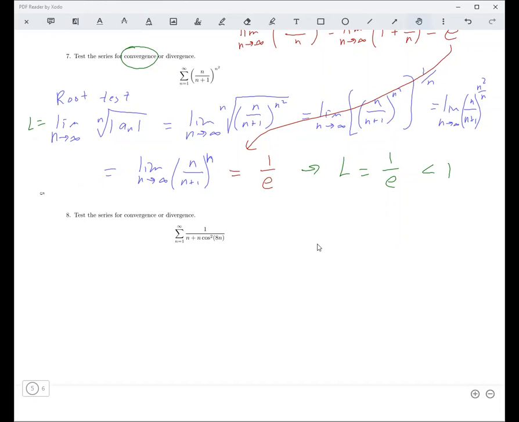Interesting. What do you think of number 8? 1 over n. Could you do the comparison test with this one and split it? What do you want to compare it with? Would you end up splitting up the denominator? Okay, so here's what you do. The denominator is kind of weird.